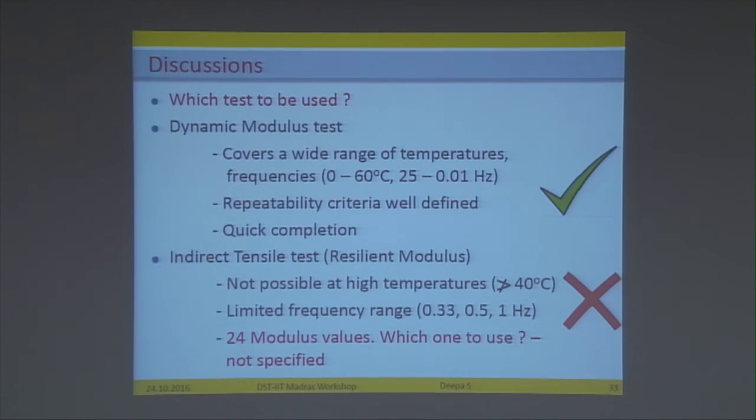Dynamic modulus covers a wide range of temperatures and frequencies, 25 Hz to 0.01 Hz and temperatures from 0 to 60 degrees. The repeatability criteria are well defined and the test is very fast. We can complete the test in about 1 hour.